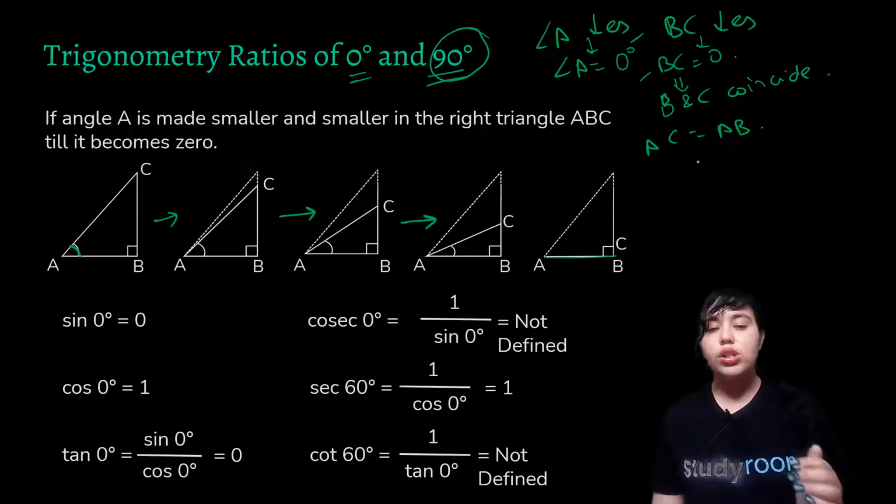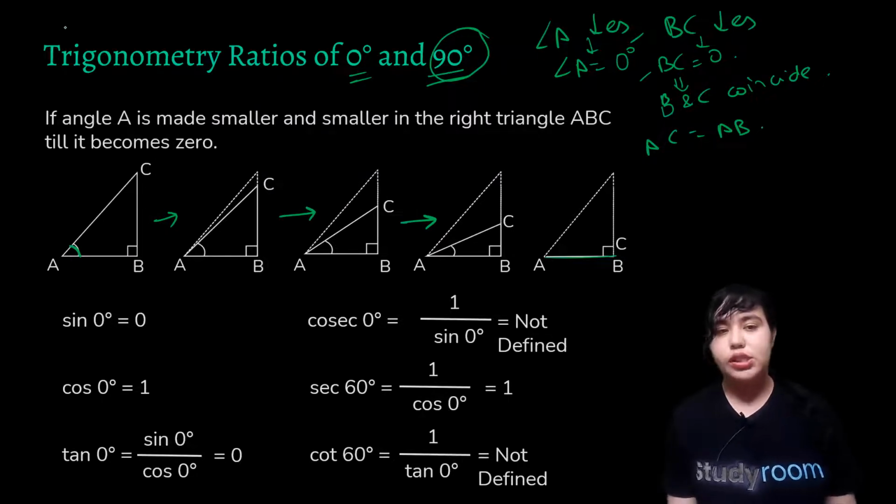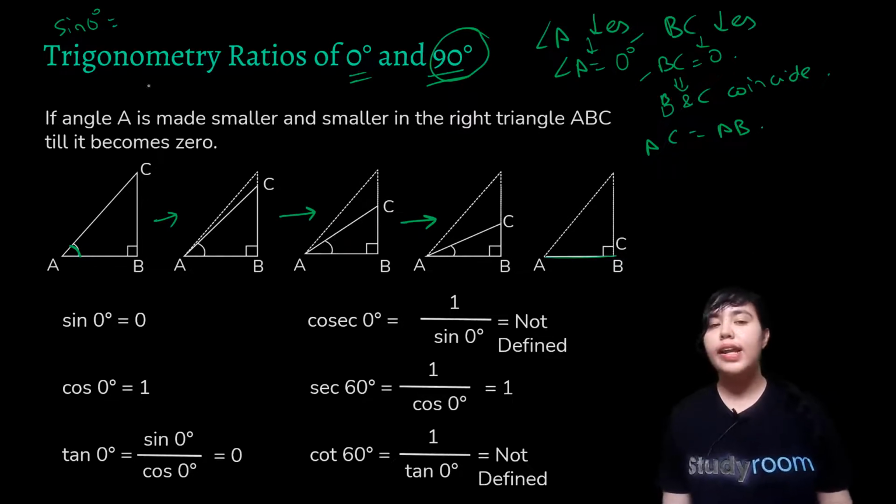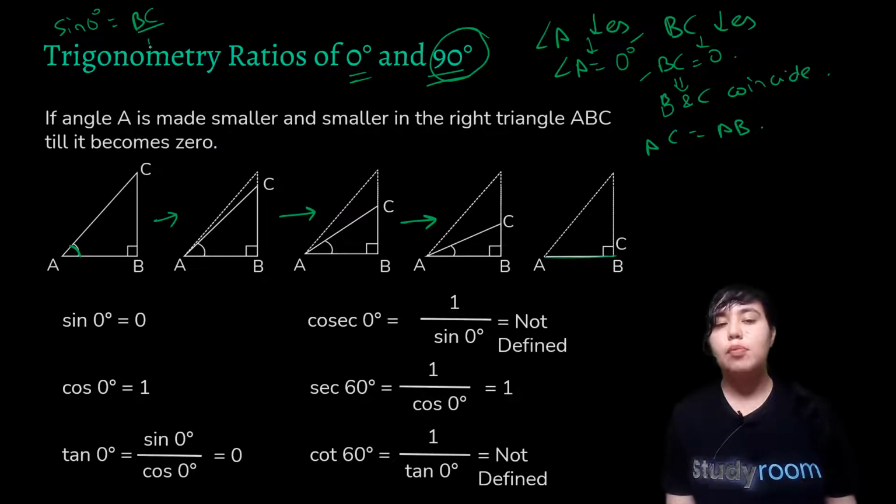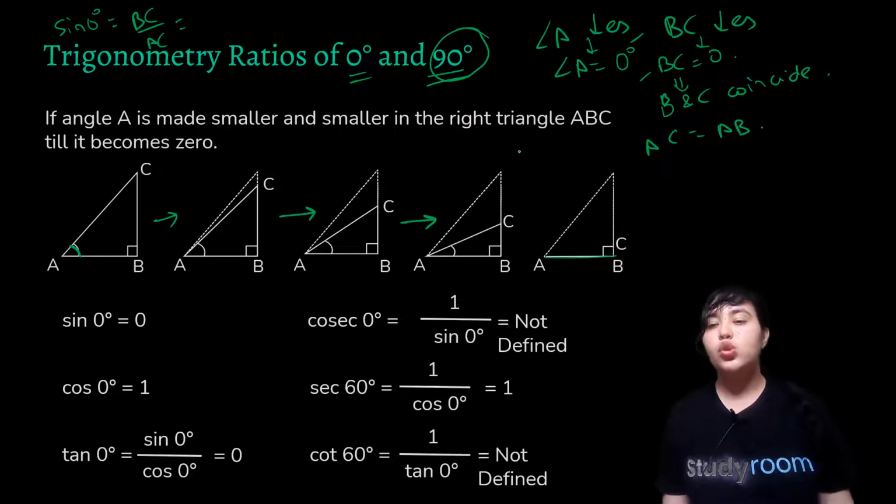Now with that knowledge in mind, we can find out sine 0 degree. So what is sine 0 degree? You see what is opposite to angle A? It is BC, and the hypotenuse is AC. But I just told you that BC is 0 when angle A is 0. So BC is 0, 0 upon AC is 0. So there is a logic behind why the trigonometry ratios of 0 degree come the way they do.